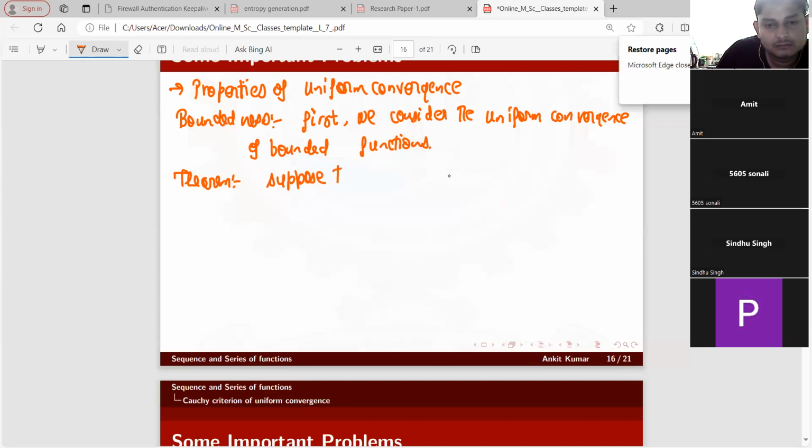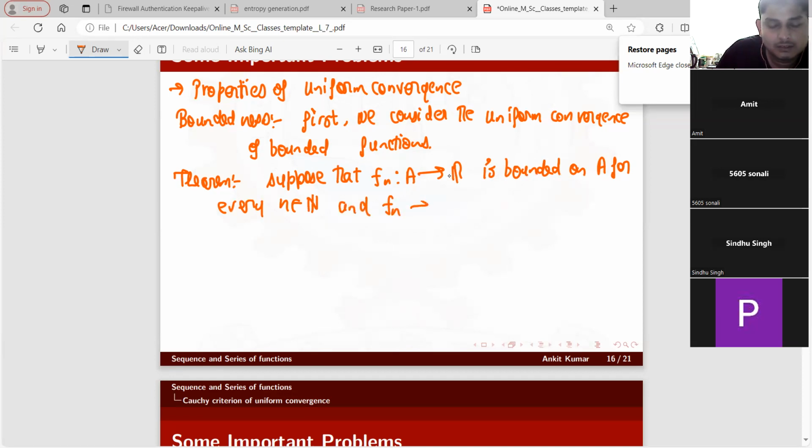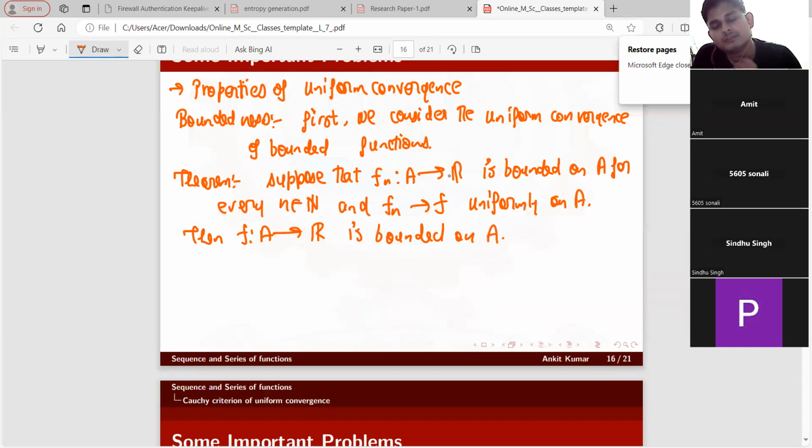Suppose that f_n from A to R is bounded on A for every n belonging to N, and f_n tends to f uniformly on A, then f from A to R is bounded on A.